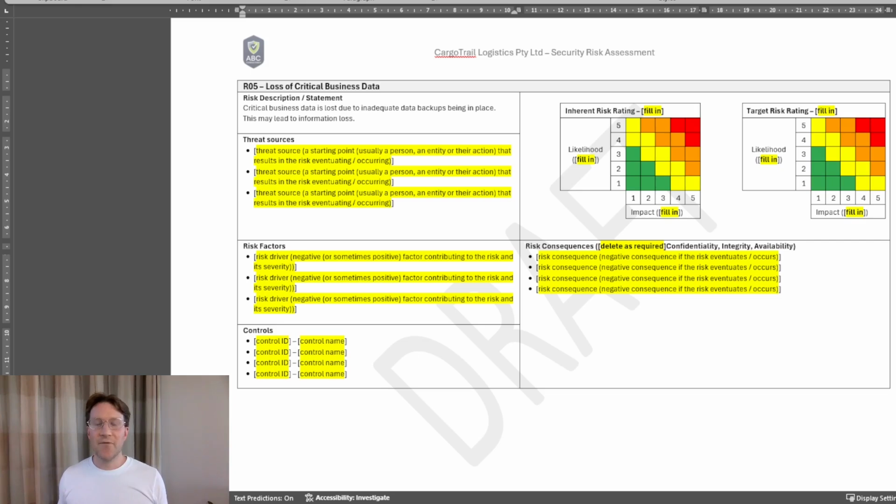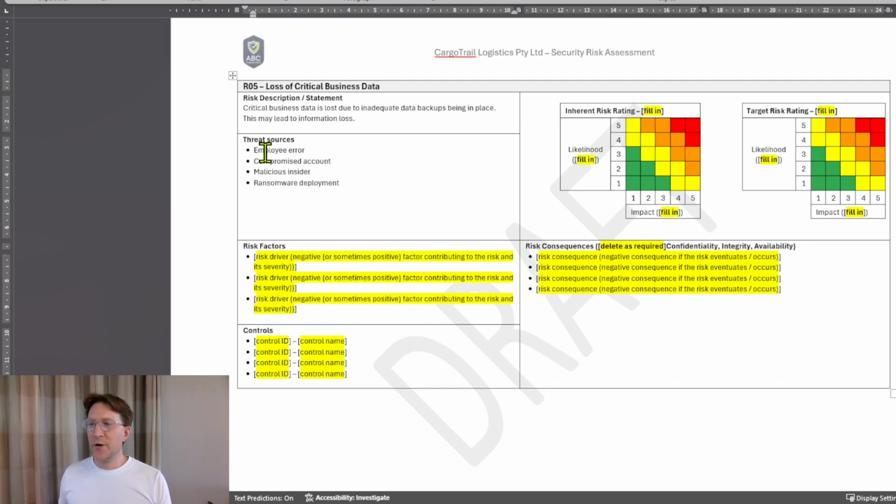Moving on to risk 5, loss of critical business data. This one gets a bit more interesting because we're not talking about confidential information being disclosed. We're not talking about systems being unavailable. We are purely talking about information that is necessary for things to function not being available. So it's just an attack on integrity in the form of information loss.